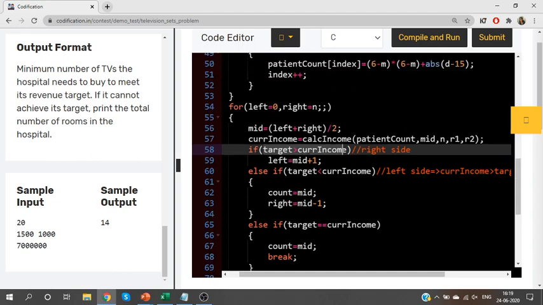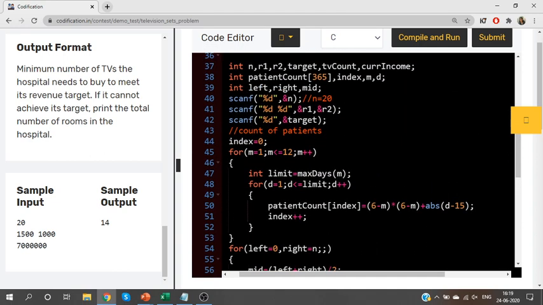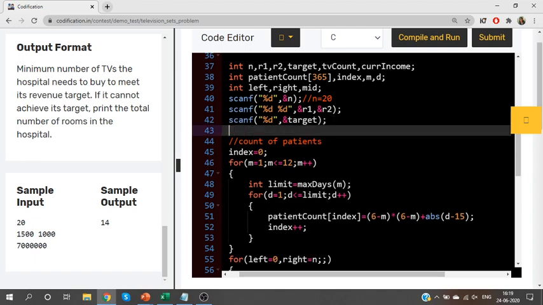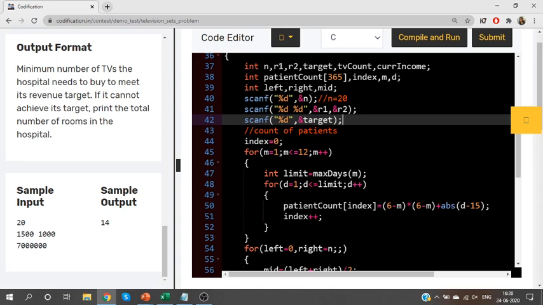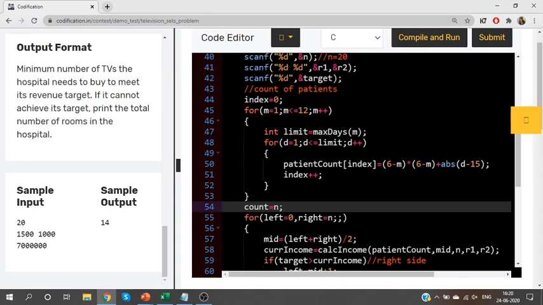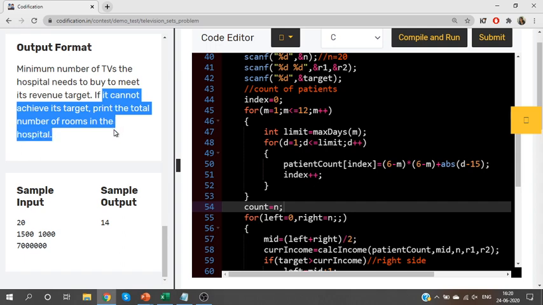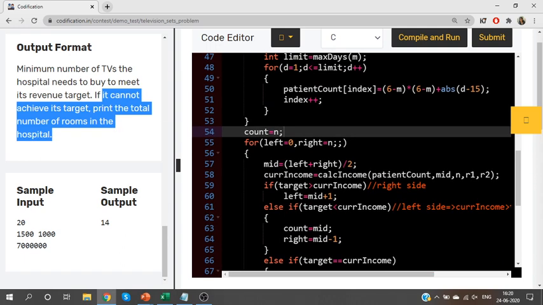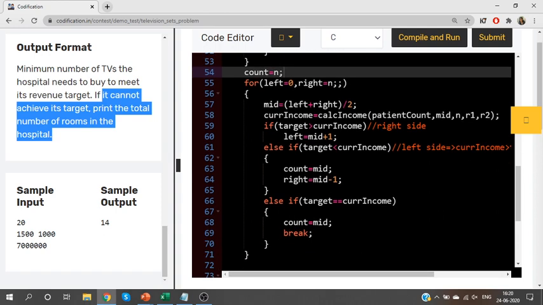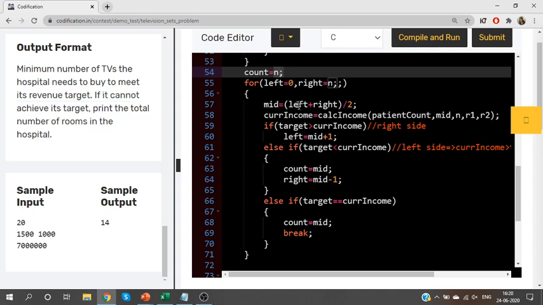So initially, I'll set the count value as n. I'll do it here so that it makes more meaning. Why am I doing that? Because if you cannot achieve the target, print the total number of rooms in the hospital, right? So, initialize with the total number of rooms in the hospital. If the target is met, update the value. If you cannot reach the target, we will directly print the n value. Clear? Okay. So, this is the condition part.